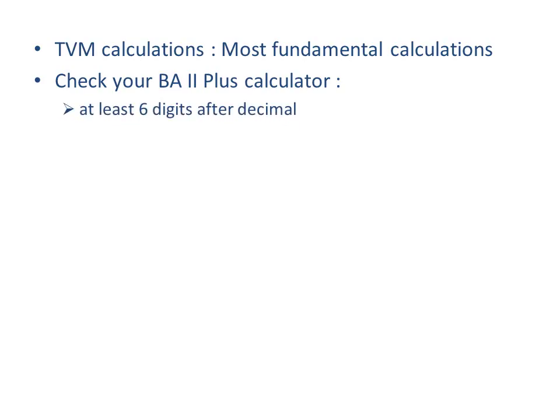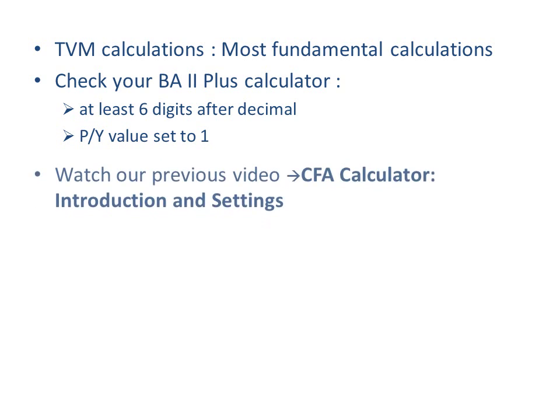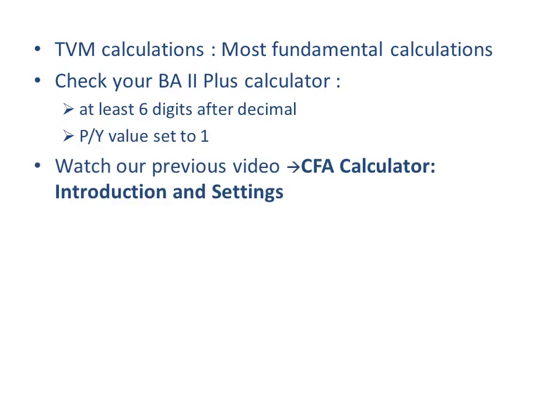Before we discuss how to do the TVM calculations, check your BA2 Plus calculator to ensure that the number of digits after decimal is at least 6 and that the P by Y value is set to 1. If you don't know how to do this, please watch our previous video, CFA Calculator, Introduction and Settings.